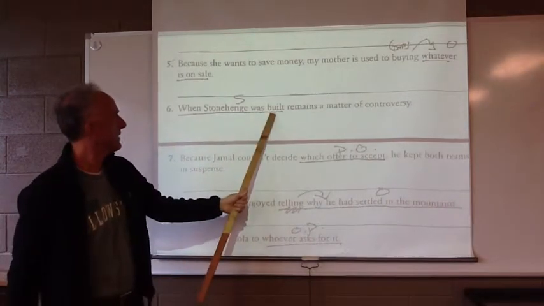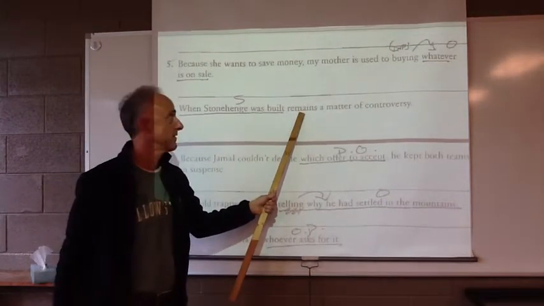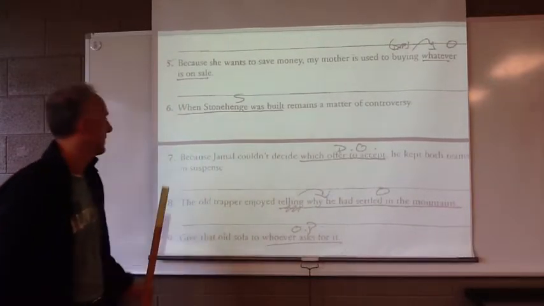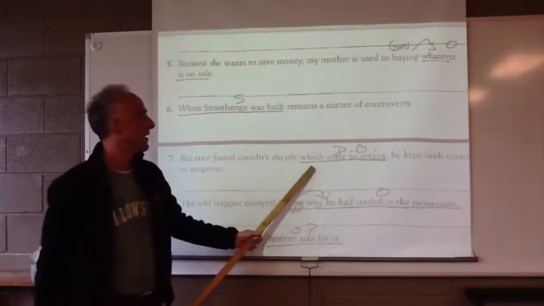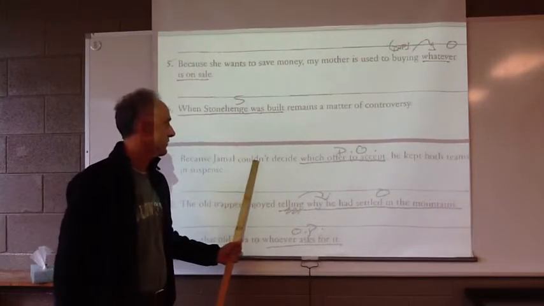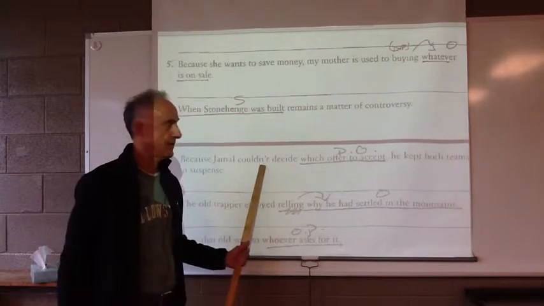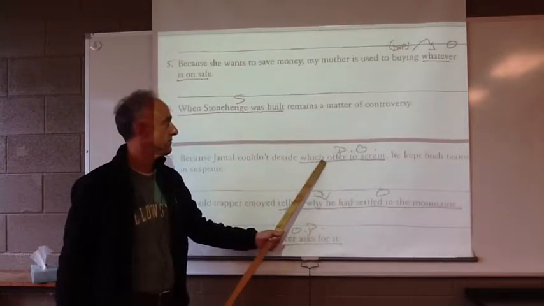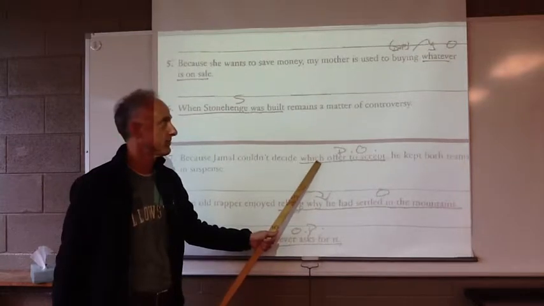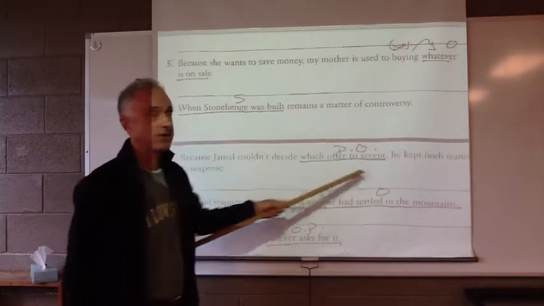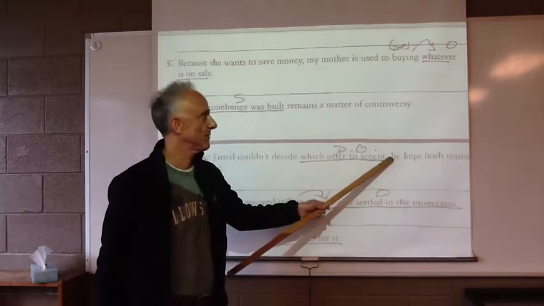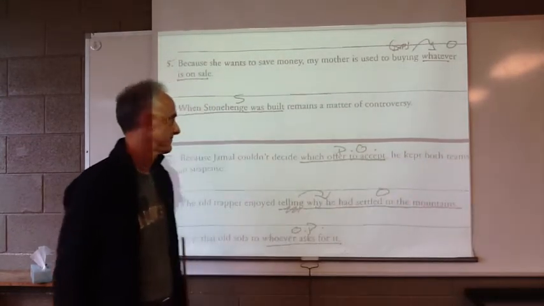Everything here is in front of the verb. So we know it's the subject. Right. Jamal is my subject. Could decide is my verb phrase in the negative. And this is what Jamal couldn't decide. This is the thing. It's a direct object. We don't want to keep underlining because we have a new subject in the independent clause.